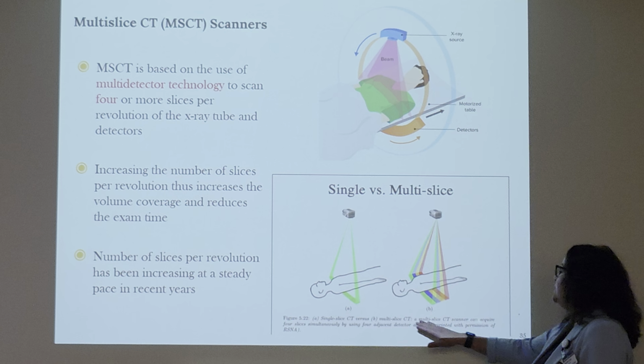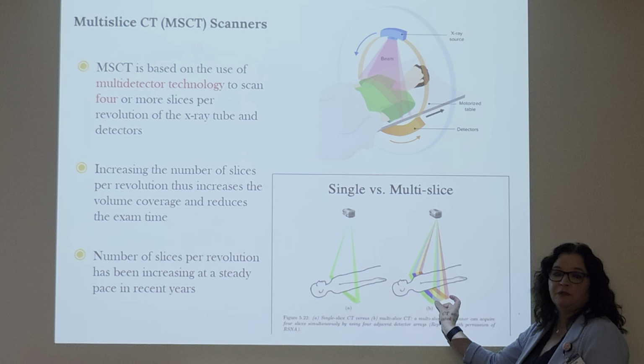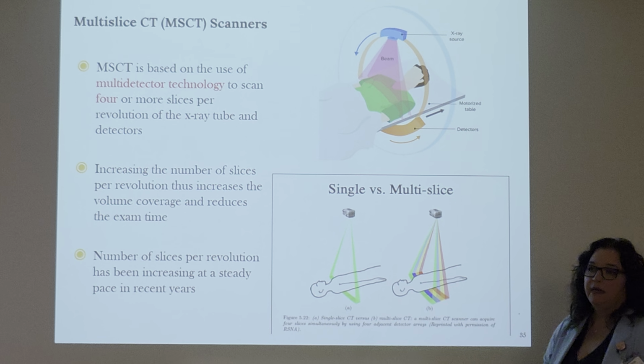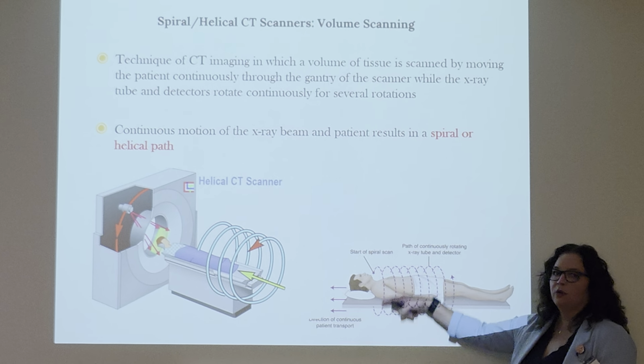Here is just another way of saying the multi-slice CT scanner allows more space, more volume to be acquired per rotation, as opposed to here, where you're doing one slice, one round, one slice of rotation.